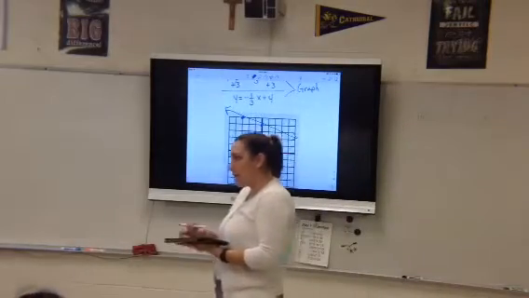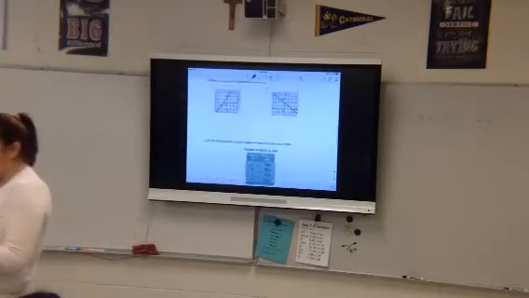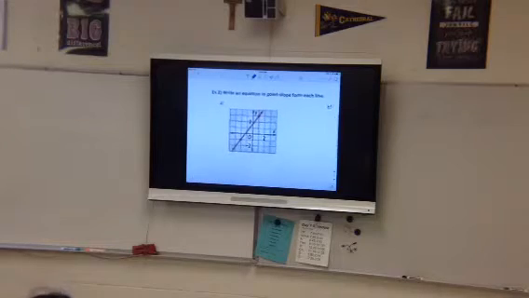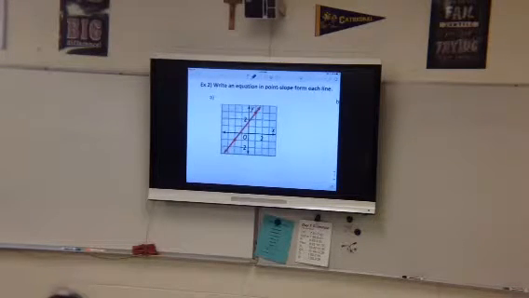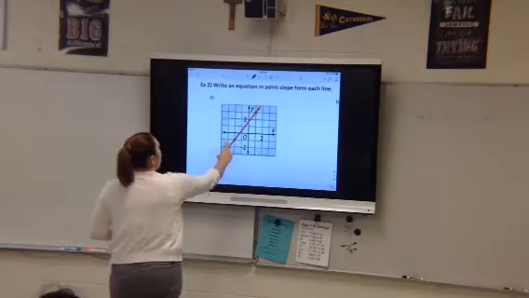Okay, let's flip over here. Now they give you the graph and they just ask you to write point slope form. Looking at this, you see how they've marked 2 points for you? They've already marked 2 coordinate points.